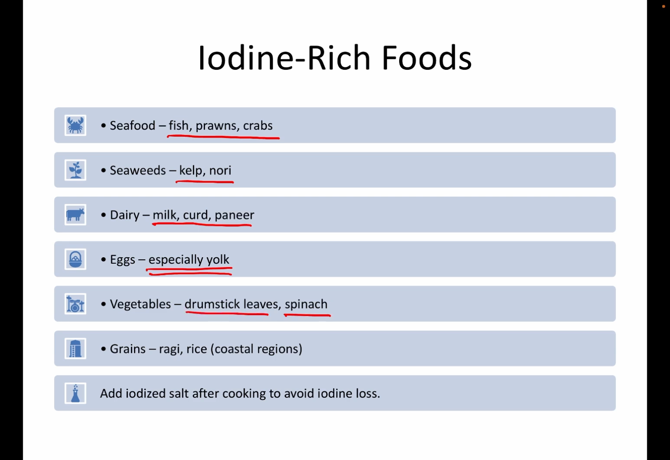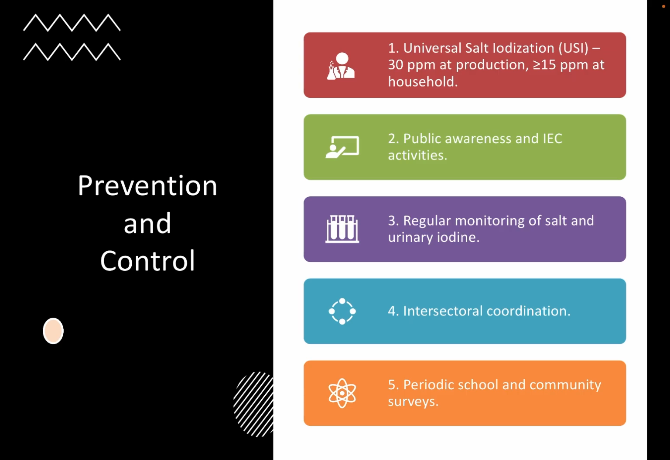Then grains like ragi and rice in coastal regions can be taken, because they will be rich in iodine. Iodine will be rich in the soil. That is why this can be advised only in coastal regions. Then add iodized salt after cooking to avoid iodine loss.